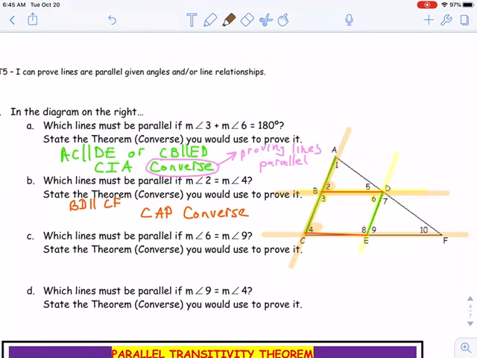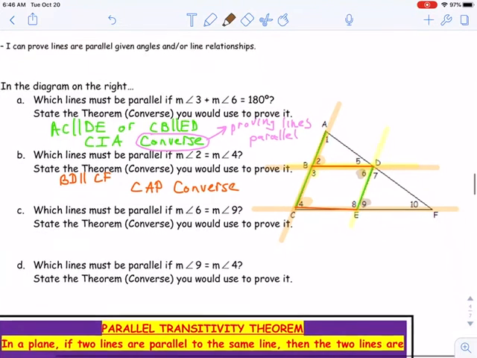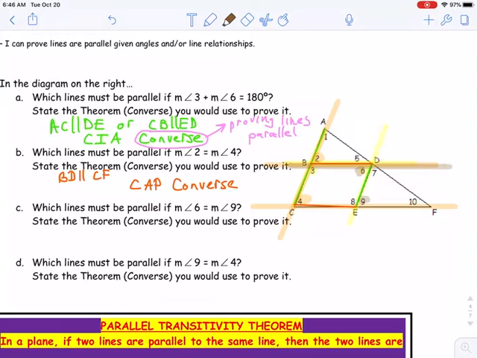Let's use brown this time. 6 and 9 are equal. All right, so we're looking at number C now. Number C says, which lines must be parallel if the measure of angle 6 equals the measure of angle 9? Measure of angle 6, measure of angle 9. All right, so let's emphasize these lines, the brown ones this time.